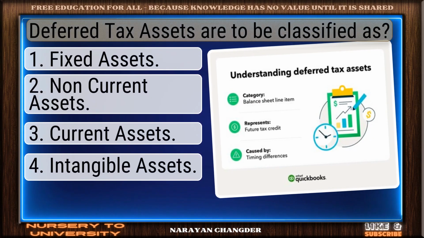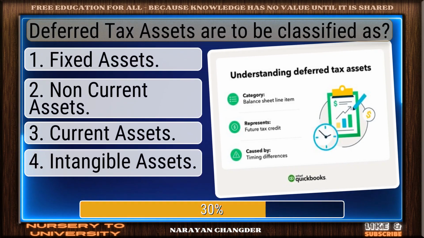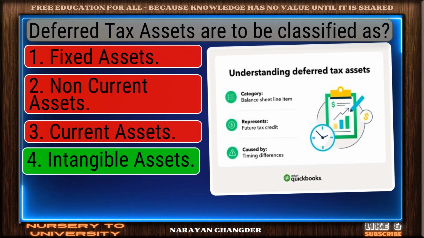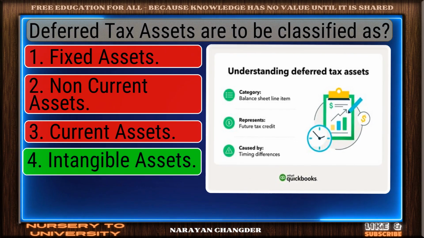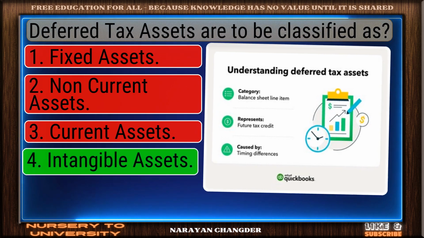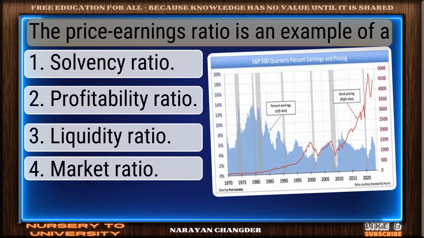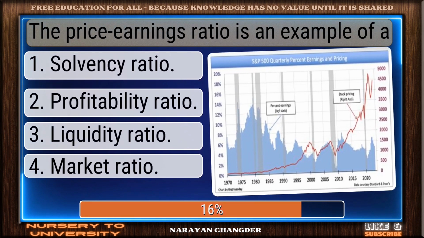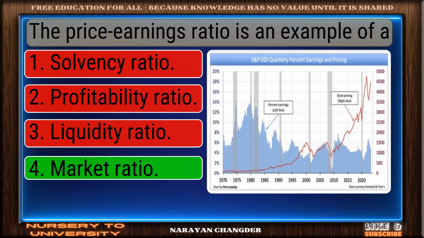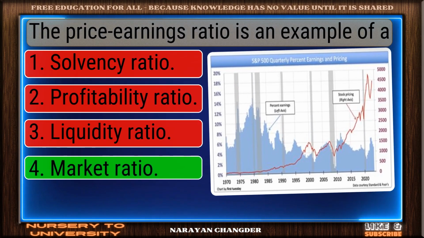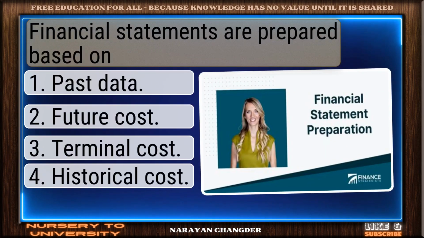Deferred tax assets are to be classified as. Bravo. Intangible assets is the answer. The price-earnings ratio is an example of a. Well-reasoned. Market ratio is the correct choice.